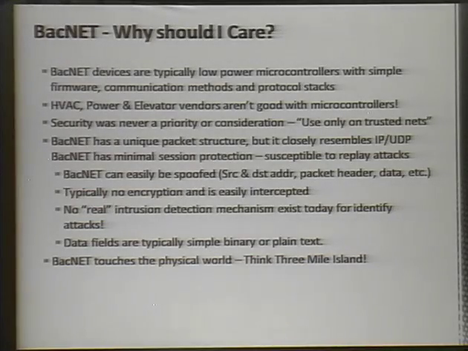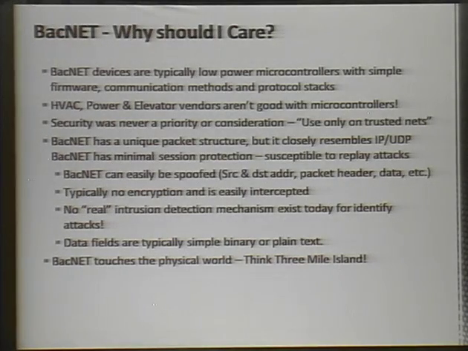All right, low power microcontrollers. These are some of the reasons why I think this is important. The vendors are really good at what they do, but microcontrollers are not their forte, so they have problems built around them. The BACnet IP stuff uses a UDP quasi-looking stack, but it very closely resembles UDP packets and datagrams. So this gives us the ability to spoof things and inject traffic. Since there's no session control, all the things that we could do with some of the old legacy UDP stuff, we can do here on these BACnet devices.